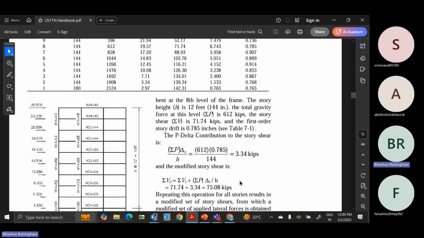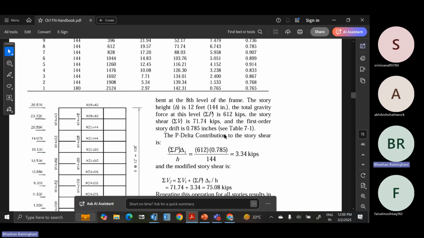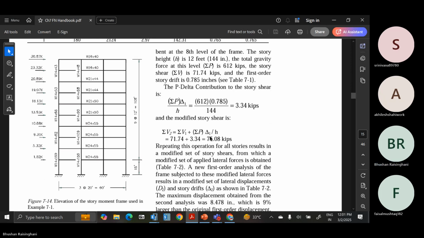So 5% story shear got added due to this particular arrangement of the building. So what stiffness have you provided to the building? What are the column sizes, beam sizes? Based on how much stiffness you have provided, the second order effect will also get generated. So based on delta 1, that is the story drift, you will get an additional shear, you will add it and you will find the story shear for it.